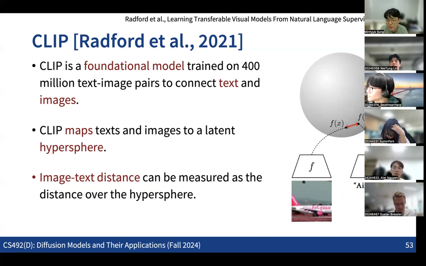As the distance is far, these two are not aligned. So we are encoding the text and the images into the latent space in a way that the distance in the space can give some information about the alignment between these two. So CLIP has been trained in this way using like 400 million text-image pairs. This is a very well-known foundation model giving some kind of similarity between the text and images, right?